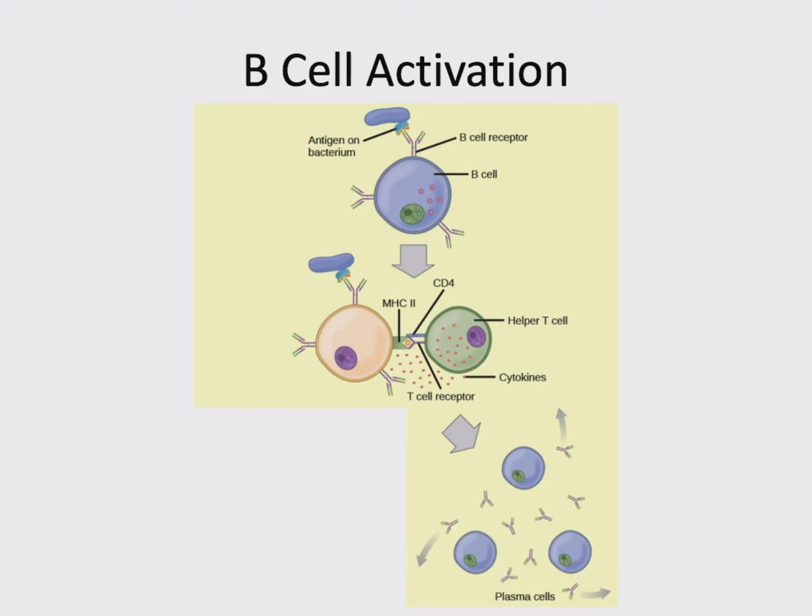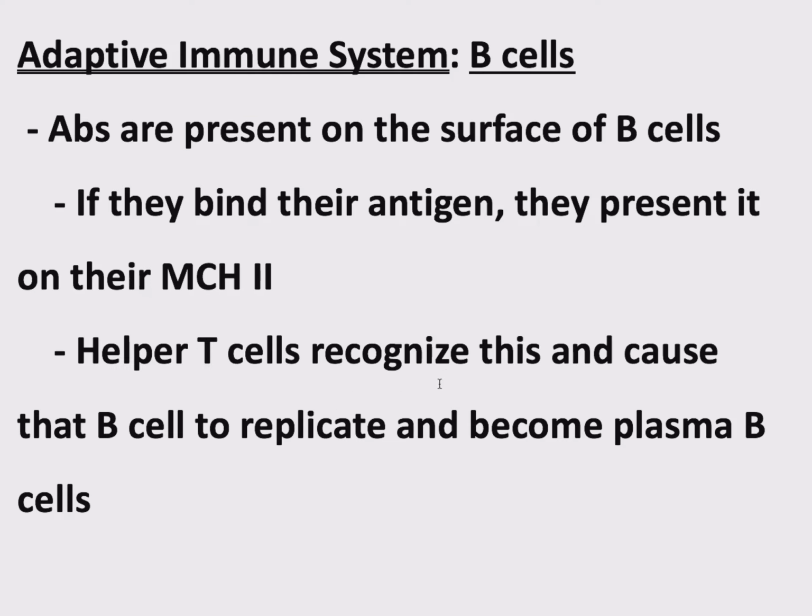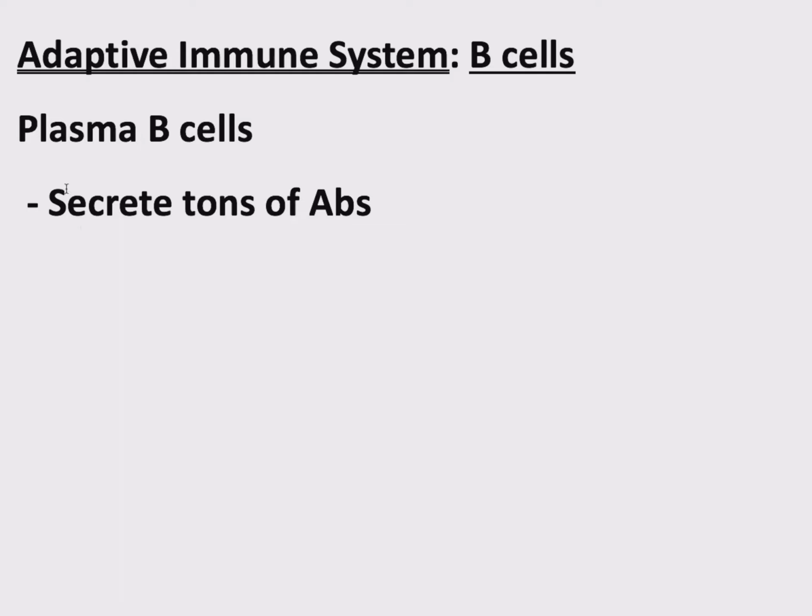Go forth, fight. So helper T cells recognize this antigen on the MHC2 and cause that particular B cell to replicate, meaning clone itself, and become plasma B cells. Plasma B cells secrete tons and tons of antibodies.